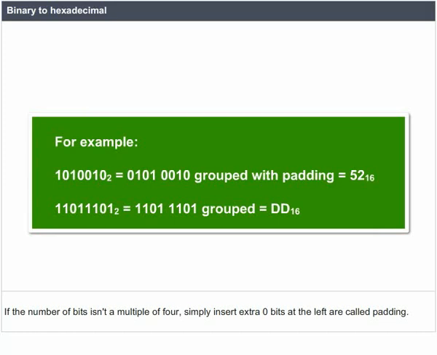11011101 to the base 2 equals 11011101 group, which equals DD to the base 16.